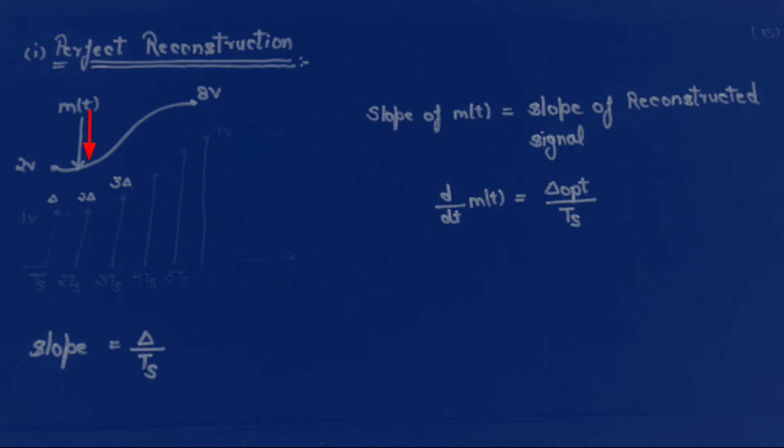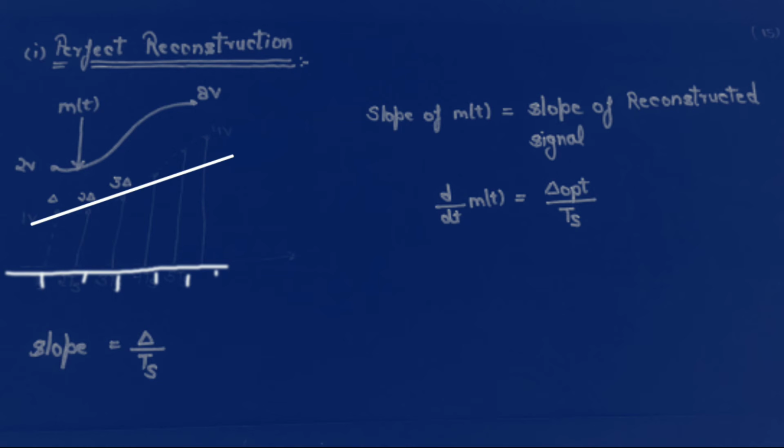Let's suppose this is our transmit signal and this signal is recovered at the receiver end. If the slope of the transmit signal is the same as the slope of the reconstructed signal, then it is called a perfectly reconstructed signal. The slope of the message signal is defined as the differentiation of the message signal. And we discussed earlier how to find the slope of the reconstructed signal. It is change in amplitude by change in time.